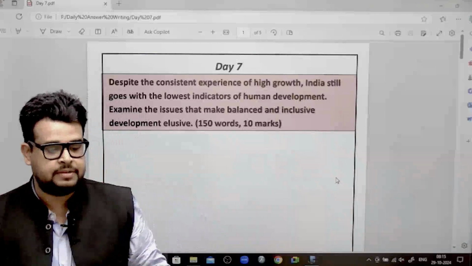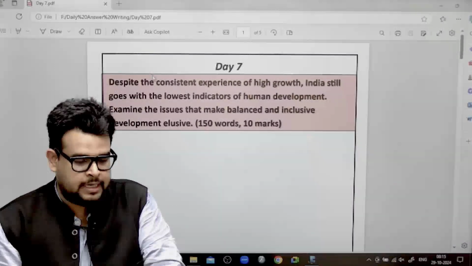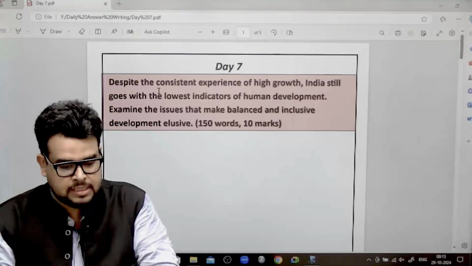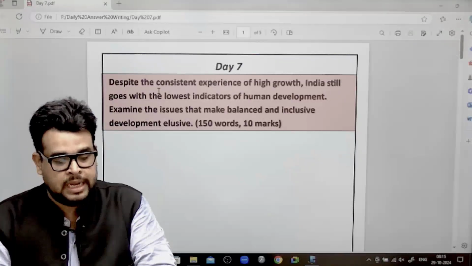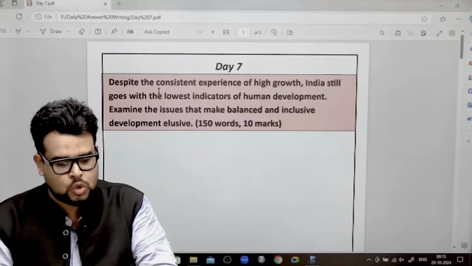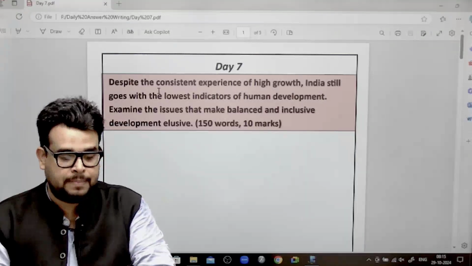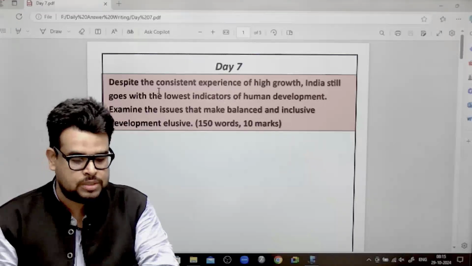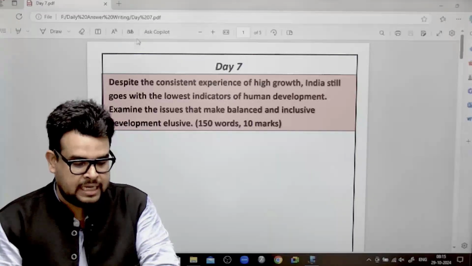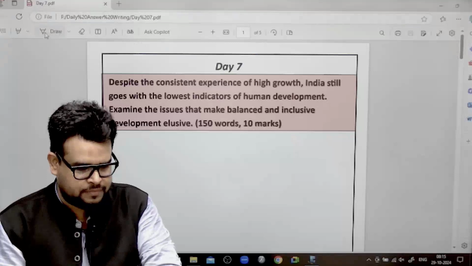Now you see the day 7's question. It is saying, despite the consistent experience of high growth, India still goes out with the lowest indicators of human development. Examine the issues that make balanced and inclusive development elusive.